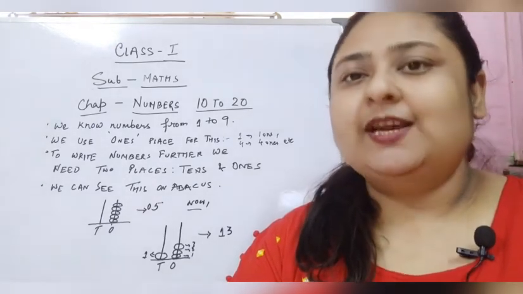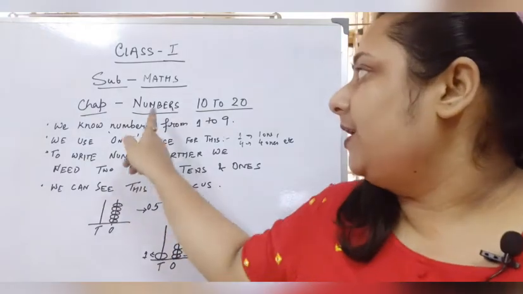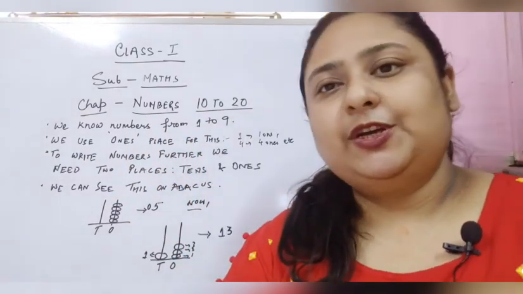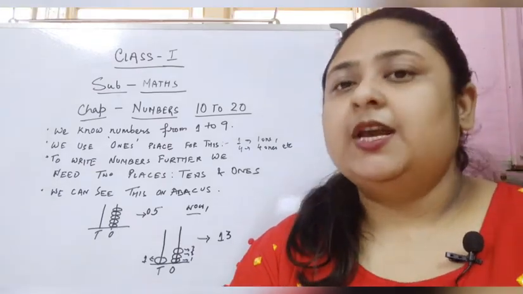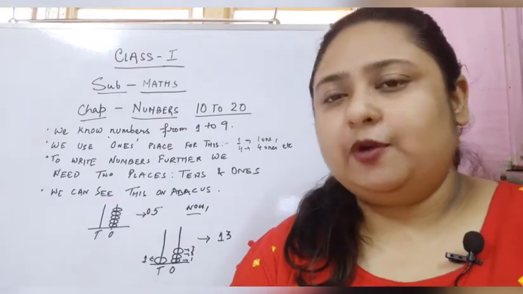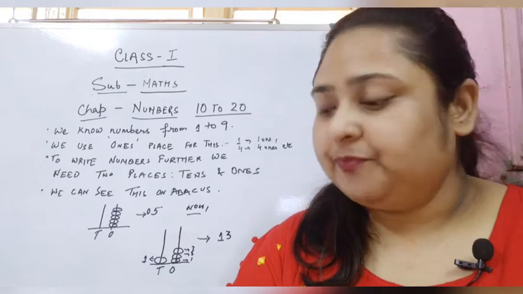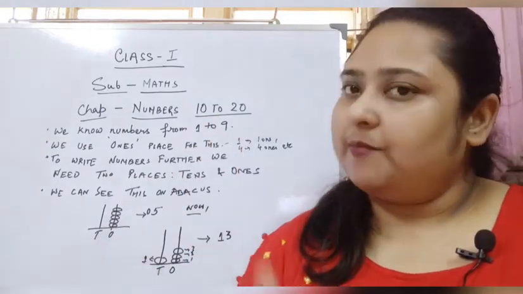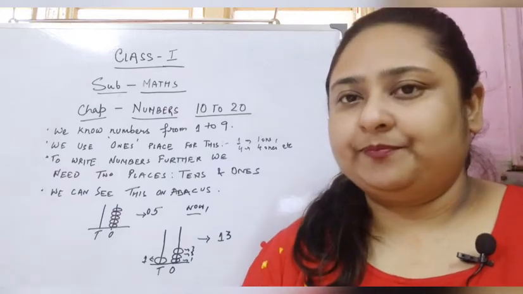In today's class, we will be learning about numbers from 10 to 20. So children, let's begin with the class. Children, we know numbers from 1 to 9, isn't it? We use only ones place to write the numbers from 1 to 9.